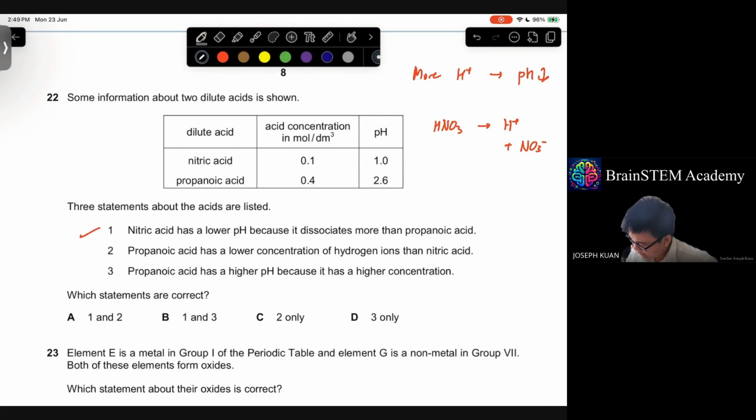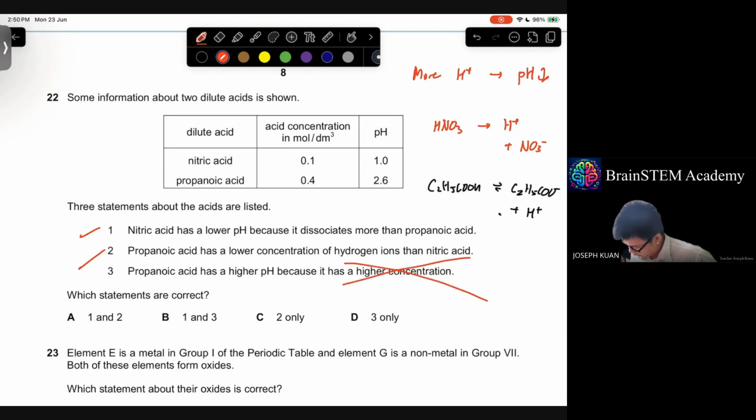Whereas propanoic acid only dissociates partially in water, which means it only forms very little protons in water. So as a result, the pH is higher. So for statement 2, propanoic acid has a lower concentration of hydrogen ions, as mentioned earlier, that's correct. And propanoic acid has a higher pH because of that lower concentration. So the answer is 1 and 2.